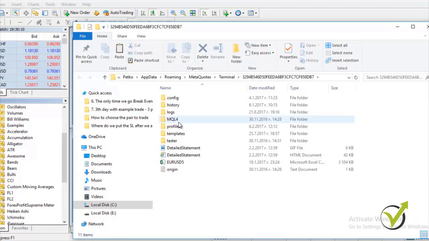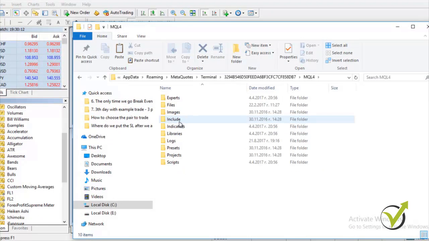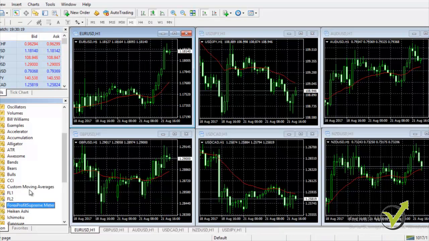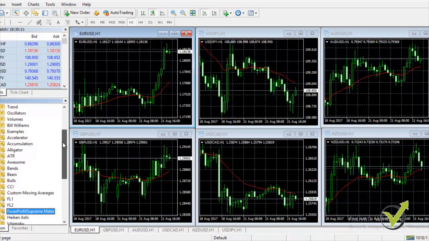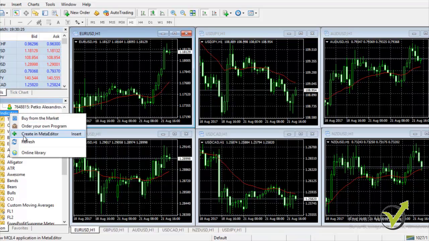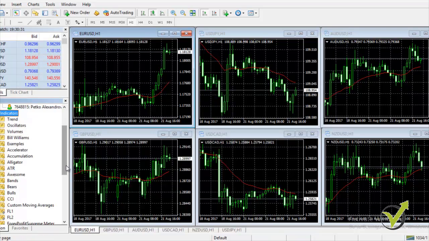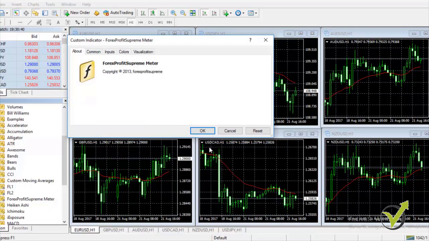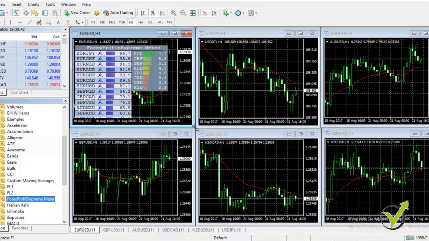After that you have to go to MQL4, you go to indicators, you paste the indicator, you close it over here, you go on indicators right over here, and then you click refresh. Alright, so after that you will see your indicator appearing over here. So what you need to do, guys, simply you drag it over the chart, you click on OK, and you will see this amazing thing over here, guys.